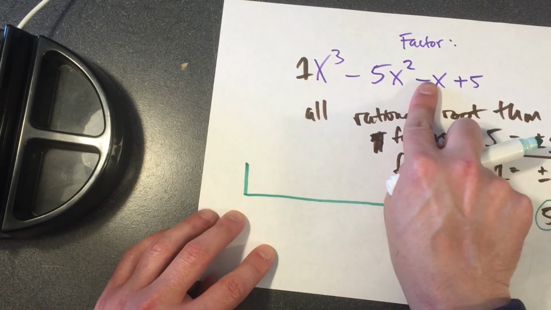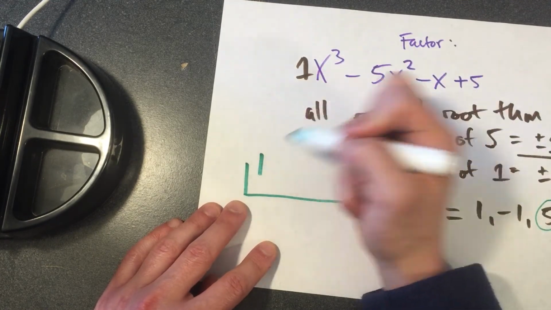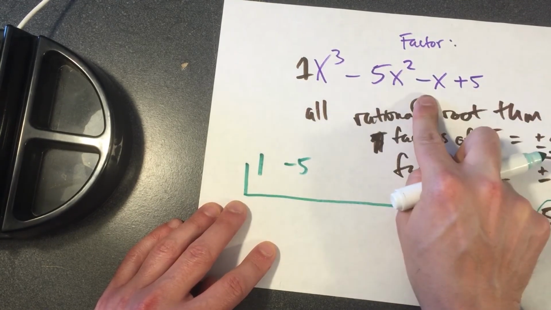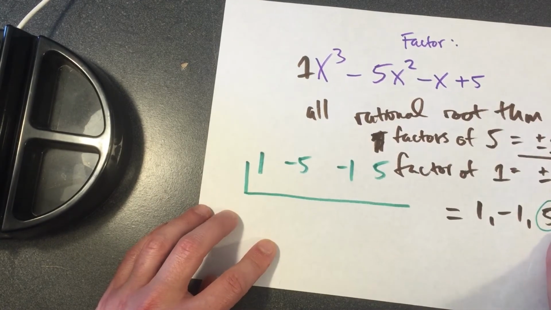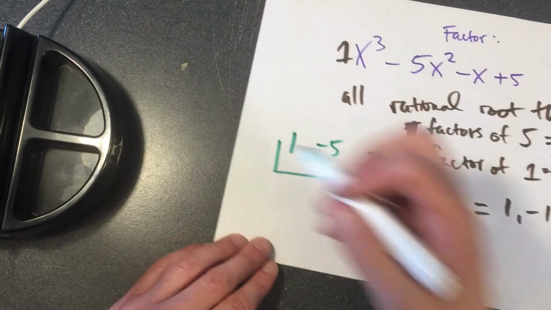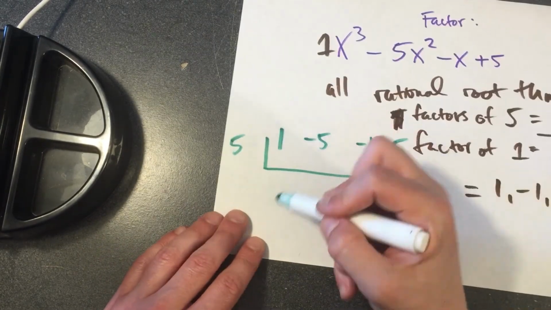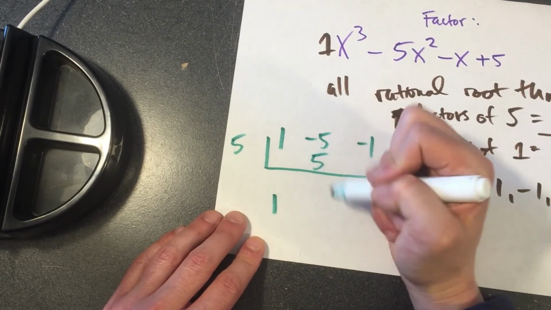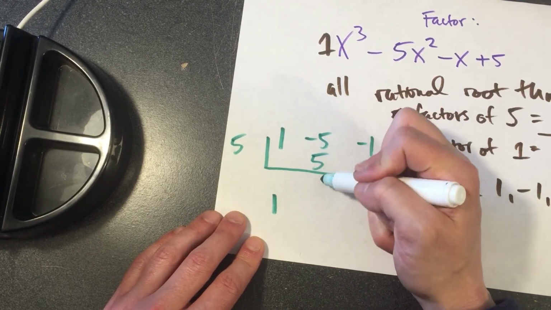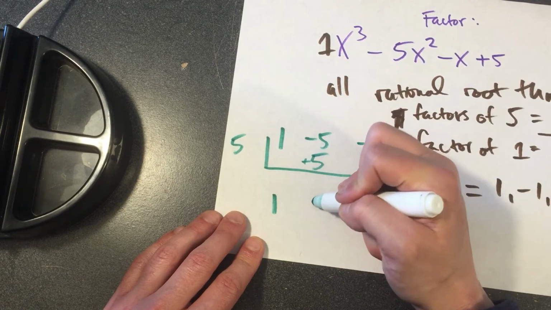So we have our original equation. It's going to be a 1, a negative 5, a negative 1, and a 5. And I'm going to say, let's test out this root 5. So I put a 5 here. Okay, I bring the 1 down, and I do 5 times 1. That's 5. These two add now, and this gets a 0.